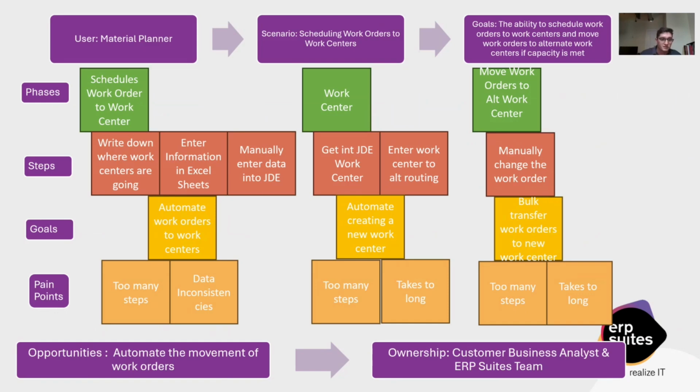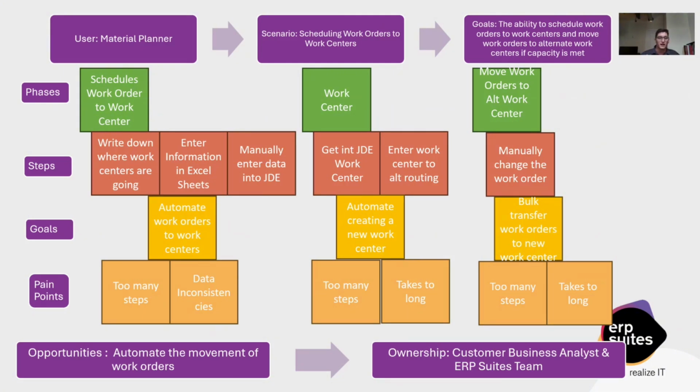So when talking to this customer, they had to write down where certain work center or work orders were going in Excel sheets. They had to enter data manually in JD Edwards. They had to get that information from JD Edwards Work Center and then enter work center information to an alternative routing. And then they had to manually change the work order. So what I'm basically dictating there is just a lot of different steps located in those phases. So you just want to map out every specific step.